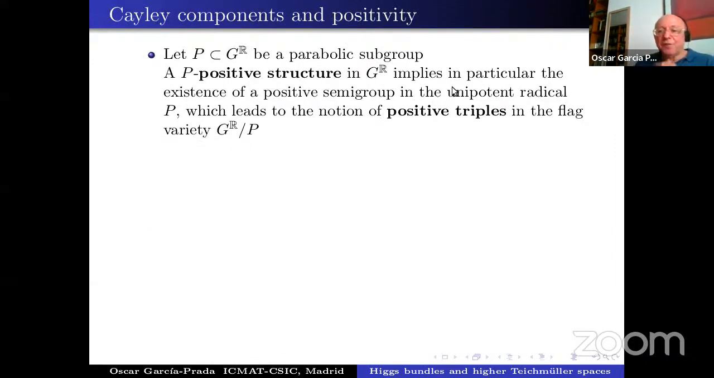Now, let me just finish by saying something about why these have the right to be called higher Teichmüller spaces. This relates to the notion of positivity that was introduced by Guichard and Wienhard, and it involves a choice of a parabolic subgroup of G_R, our real group. This positive structure is an elaborate thing, but it allows you to define in the flag variety some notion of positive triple. I have no time to get into that.